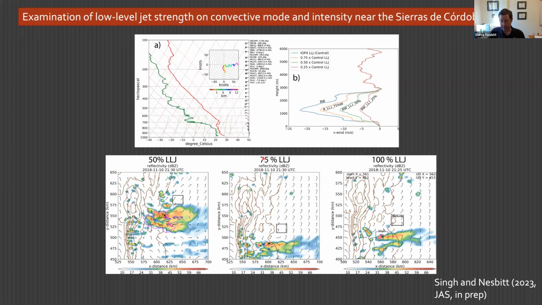So we looked at this further and took a control sounding and modulated the wind profile over a variety of intensities, basically keeping the winds above 3 kilometers the same. And what we found is that when we have a strong low-level jet, we tend to see supercell thunderstorms develop. Whereas when we weaken the low-level jet, we see more mesoscale convective systems develop, which kind of argues that the low-level jet is a primary control on whether the storms form these isolated, more hail-producing storms versus these more organized convective storms.